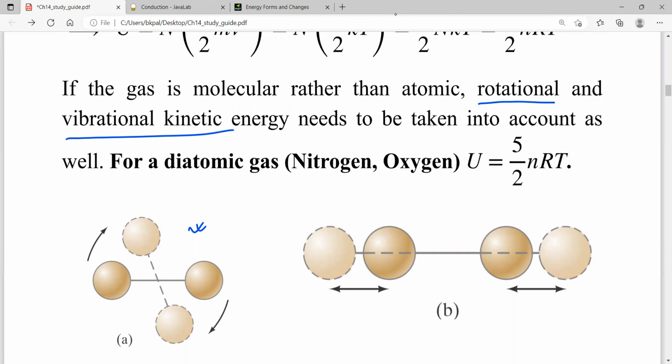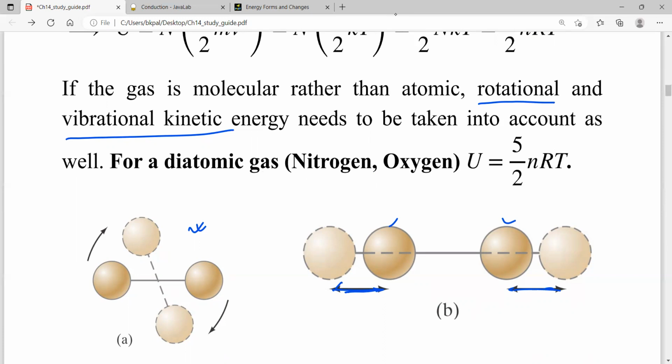So when we want to know the internal energy for a diatomic molecule, we have to consider the rotational kinetic energy and also the vibrational kinetic energy. So you see that this atom and this atom can vibrate. Here you see this is vibrating, this is also vibrating. So we have to consider this.